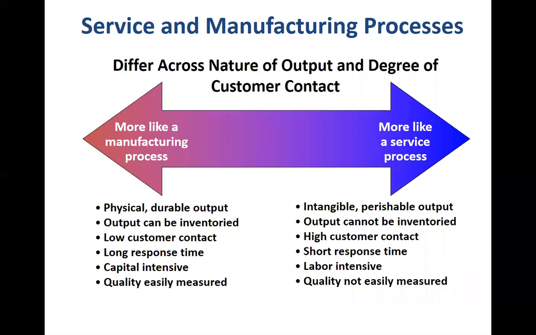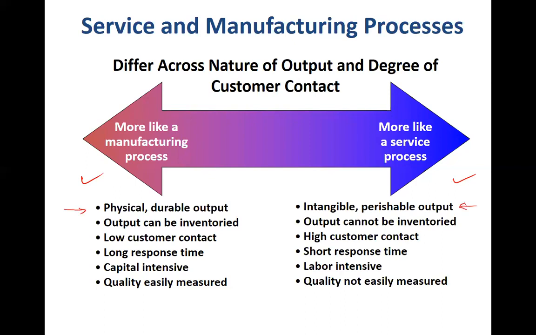Before we get to that nested process and the overall understanding of supply chain as a series of processes, let's understand the basic difference between a service process and manufacturing process, because this difference would then manifest in the way we will design and control and manage these different processes. On one end, you have these manufacturing processes, which are dealing with physical durable outputs, whereas service processes on the other end are dealing with intangible and perishable outputs.